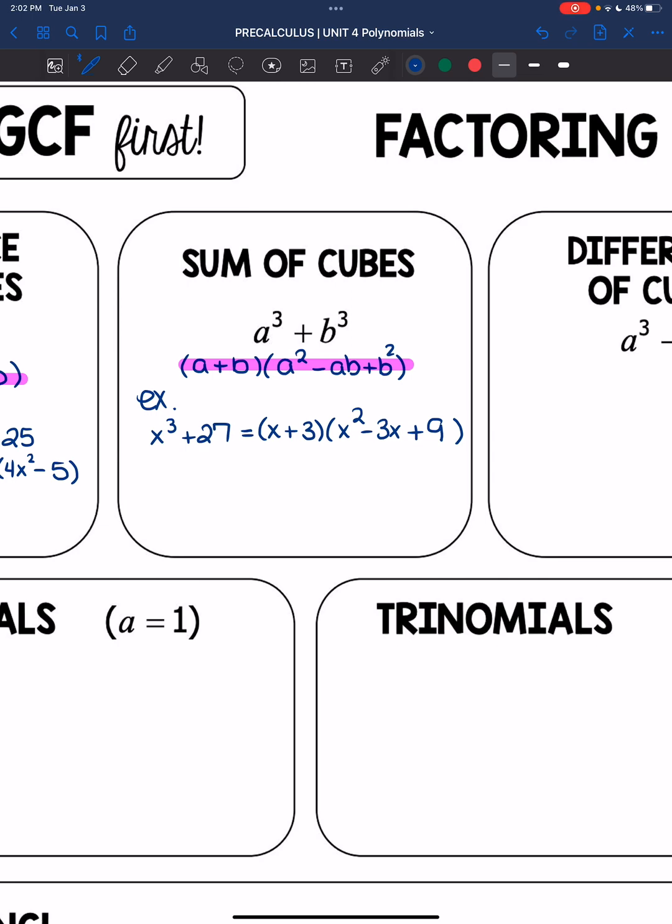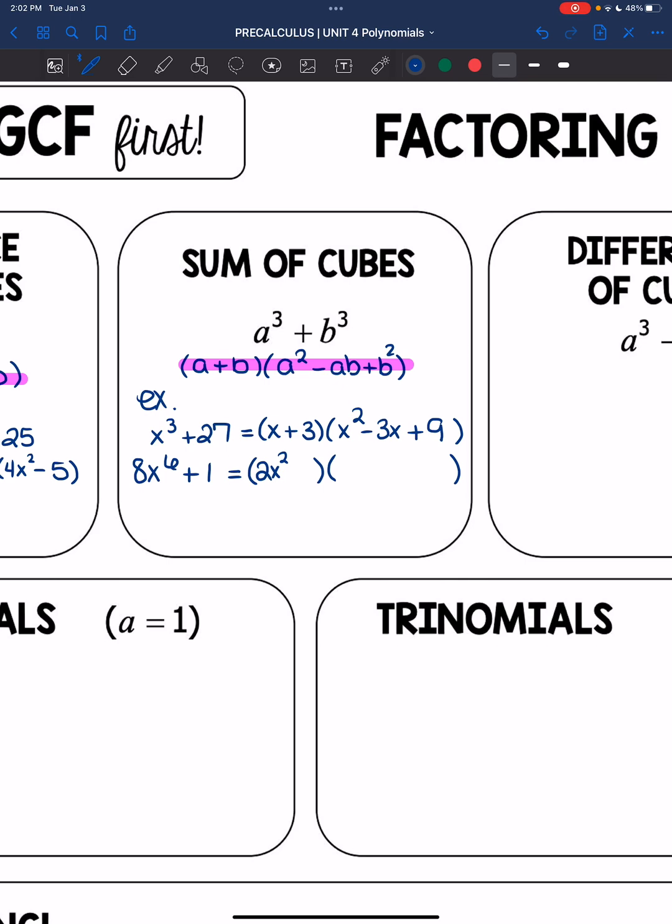Let's do one more. Let's do 8x to the 6th power plus 1. This is a sum of cubes because what cubed is 8x to the 6th power? That's going to be 2x, and, yep, squared.